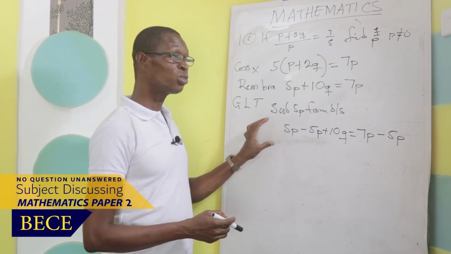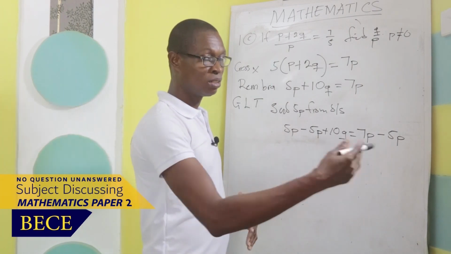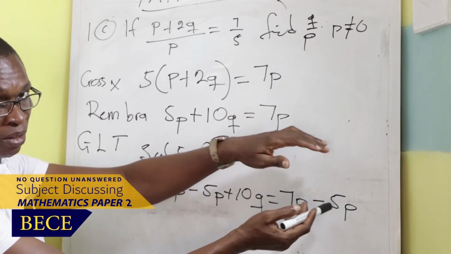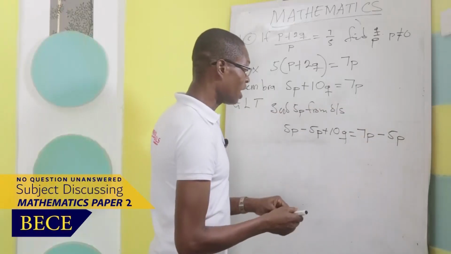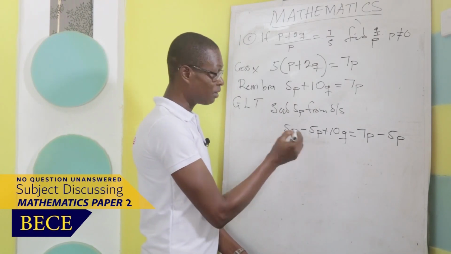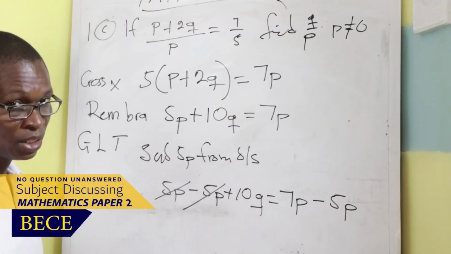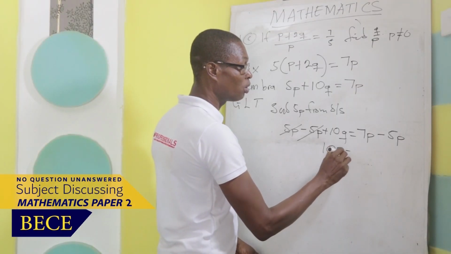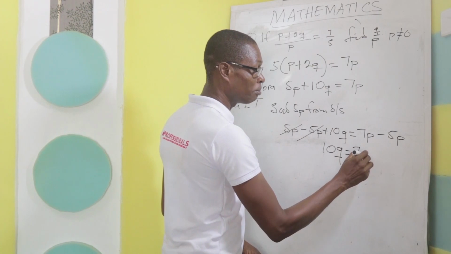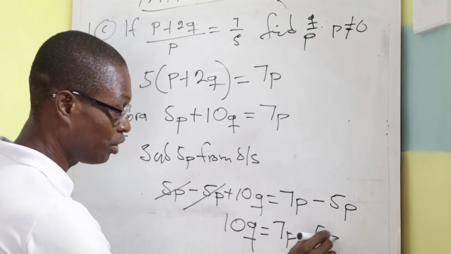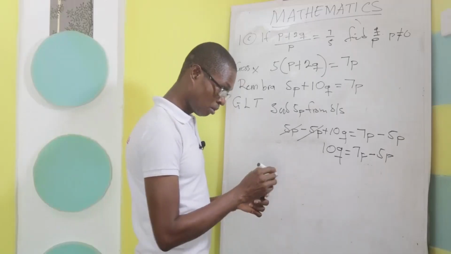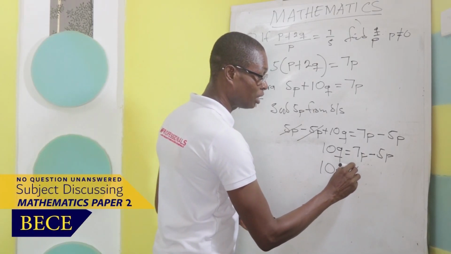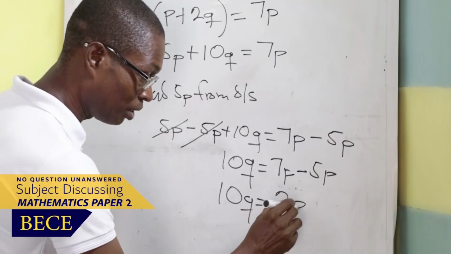Yes. Whatever you do to the left-hand side, do it to the right-hand side. We subtracted 5P here, so we have to subtract 5P also here. In that case, 5 minus 5 cancels to 0. Then you are going to have your 10Q equals 7P minus 5P. Of course, 7P minus 5P is what? 2P.